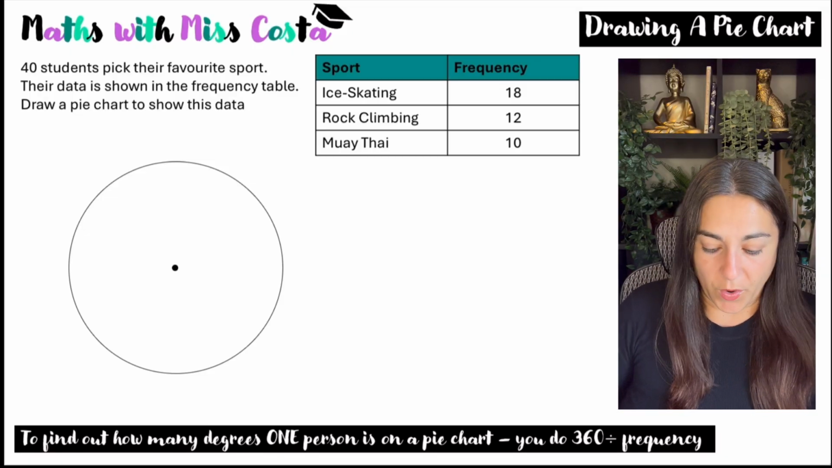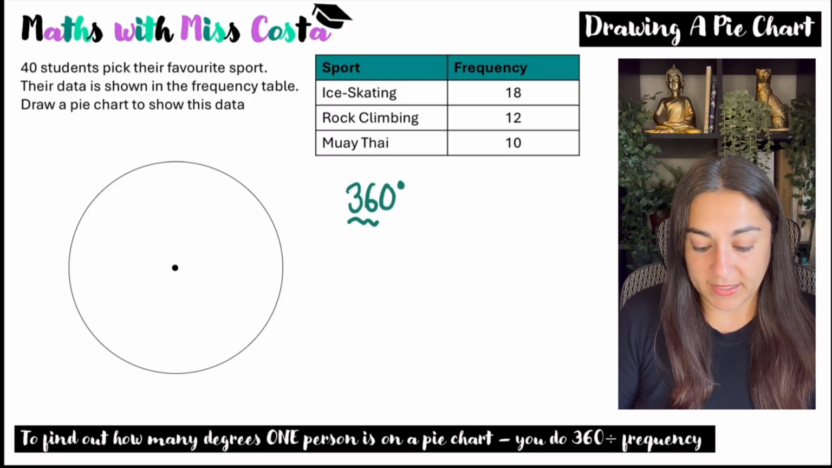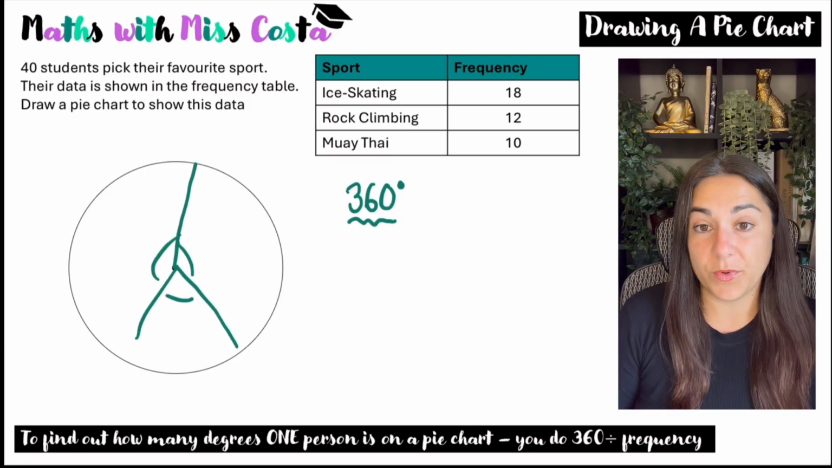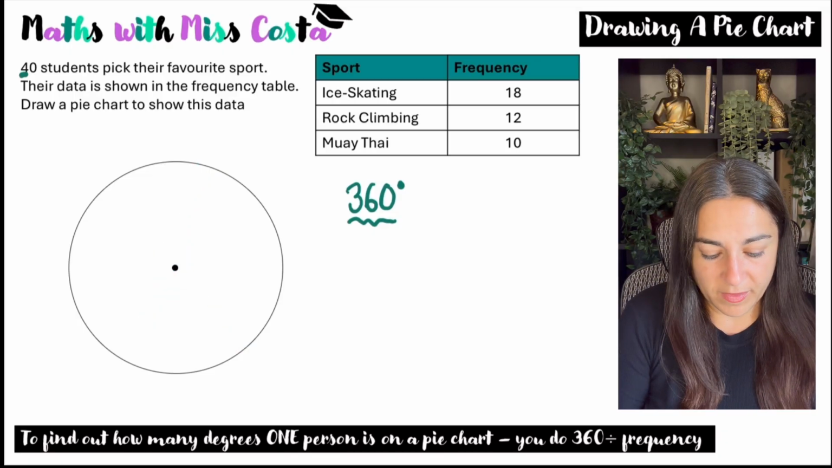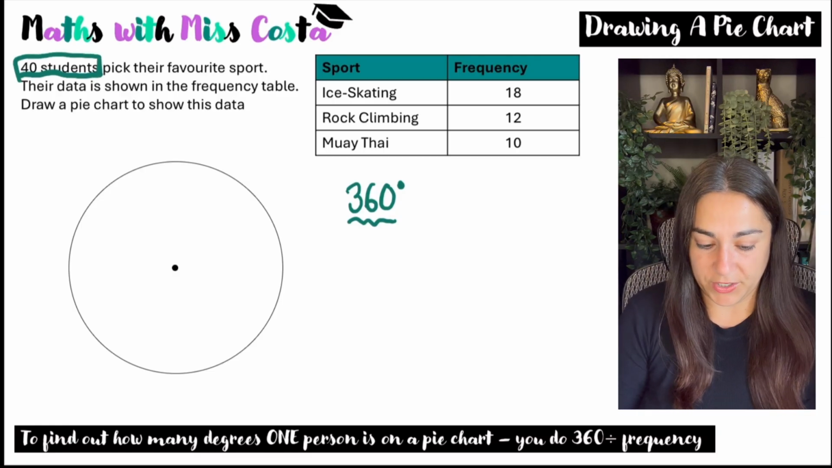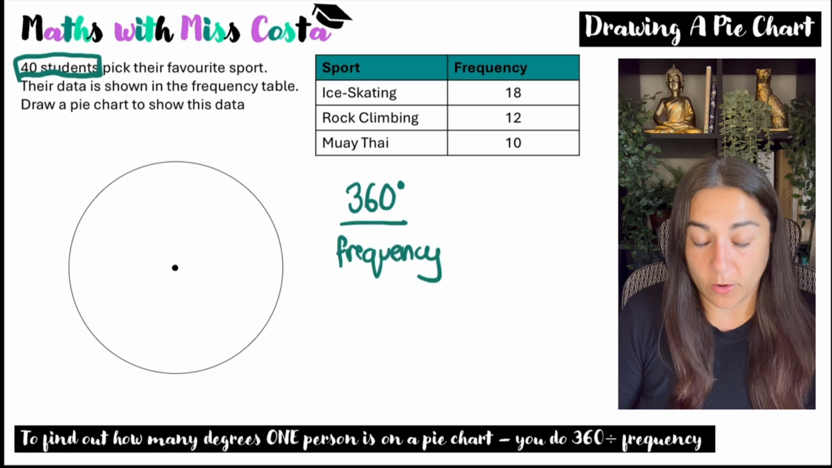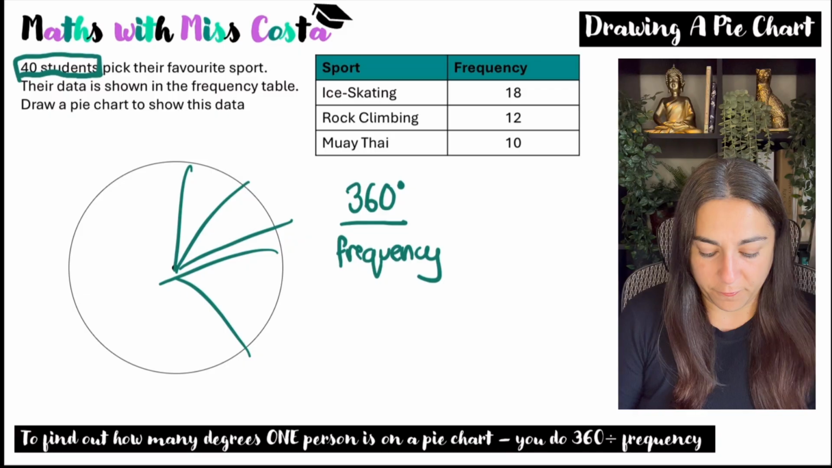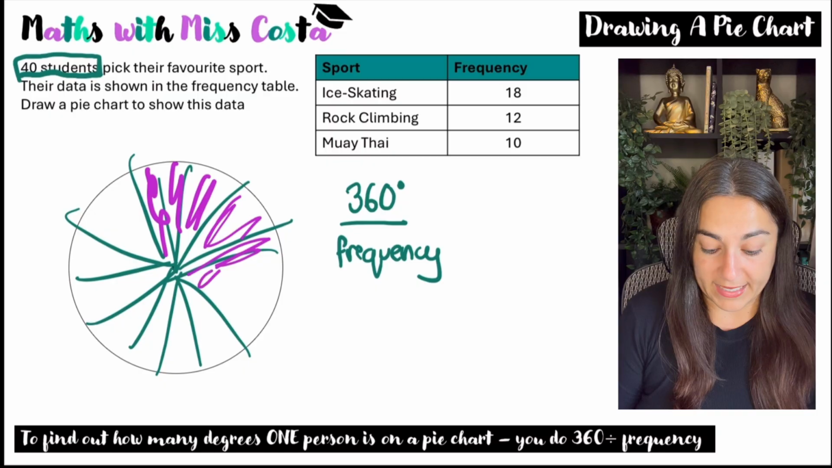So what I need to do first, I know that in a pie chart, angles sum to 360. So if I split this pie chart, all of these angles here, we're going to add up to make 360 degrees. I know that this pie chart is split into 40 students. So when I'm drawing the chart, the first thing I do is 360 divided by the frequency to figure out how many degrees one person would take up. Because I'm essentially splitting this pie chart 360 into 40 different equal parts, and then I'm going to shade however many parts are for each sport.